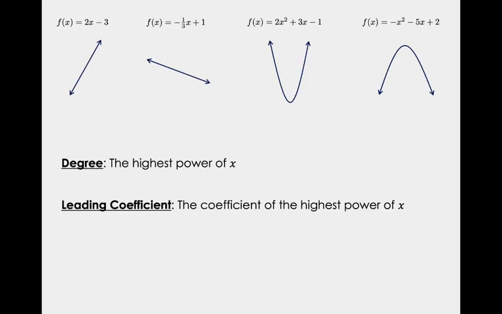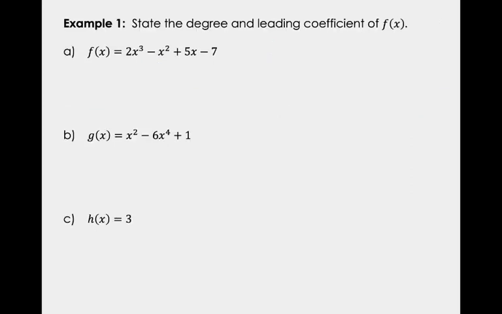All right, so we really need to get these terms down, the degree and the leading coefficient. So let's just do an example of that real quick. State the degree and the leading coefficient of the function. You really just want to scan and find the biggest exponent you see. The exponent is what we call the degree. So this is a degree 3 polynomial, and the leading coefficient is equal to 2.